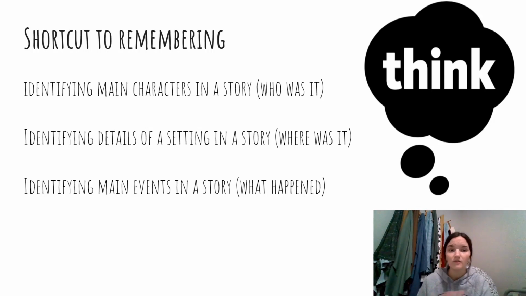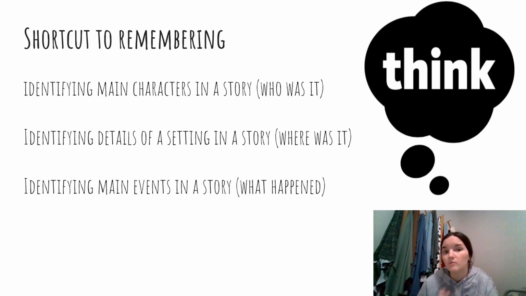So, a shortcut to remembering, you need to know these three things: who was it, where was it, and what happened. So, you're going to identify the main characters in a story. That's who was it. Because remember, a character is a person. And then you're going to identify details of a setting in a story. So, the setting is where it took place.